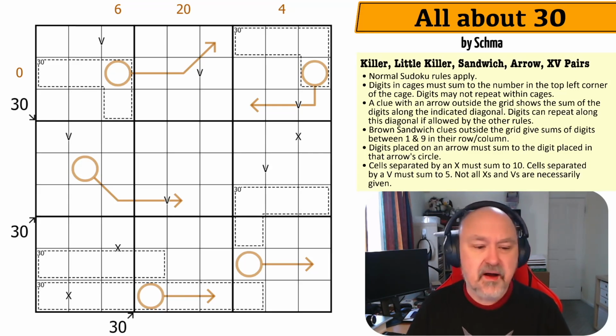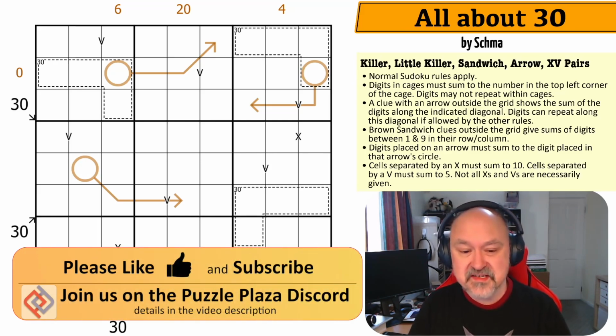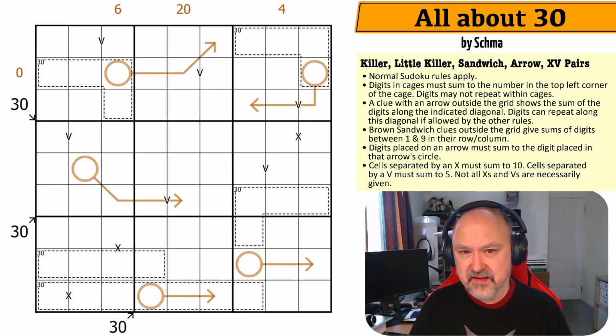This is by Schma. I know I haven't done a Schma puzzle before because I had to try and figure out how to pronounce that. I don't know if Schma is a name or from a country. I've never been anywhere. Literally, I've been to like 3 countries in my life, and one of them was New Zealand, or 4. So yeah, it really doesn't count. Australia's a long way from anywhere.